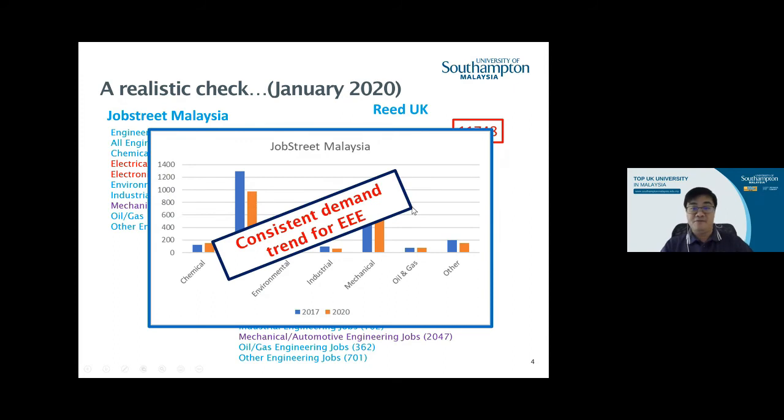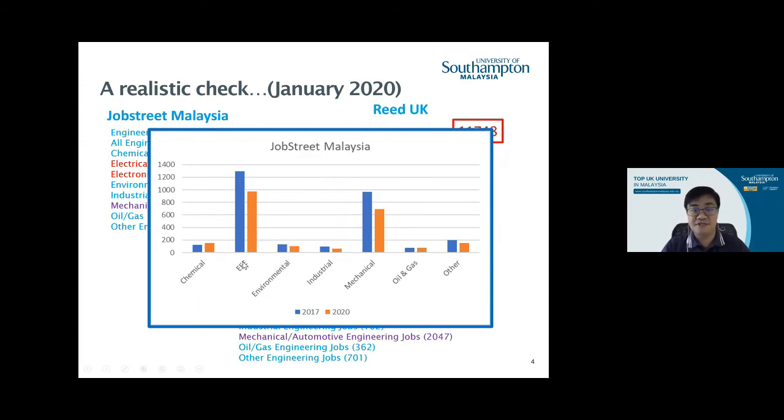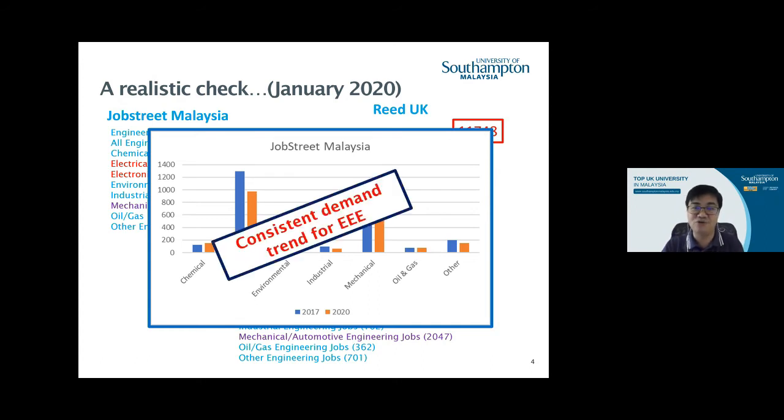So we have done a bit of comparison for these demands over a number of years, and here I put up 2 years for you to have a look. And you can clearly see that of all the major engineering disciplines, EEE and mechanical are always up there, all right? And actually, we don't have to look so far.